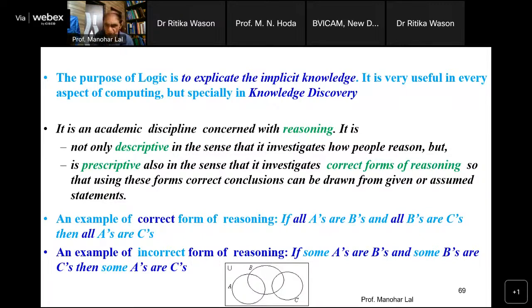An example of how we should reason: if all A's are B's and all B's are C's, then all A's are C's. Concluding this is correct. However, if somebody says, if some A's are B's and some B's are C's, then some A's are C's, that is wrong. In the figure at the bottom, you can see there are a number of A's which are B's also, and a number of B's which are C's also, but there is no A which is C. That is, the second one is an incorrect form of reasoning. Logic tells us you should use the first one, but not the second. Which are the correct forms of reasoning is the job of logic.